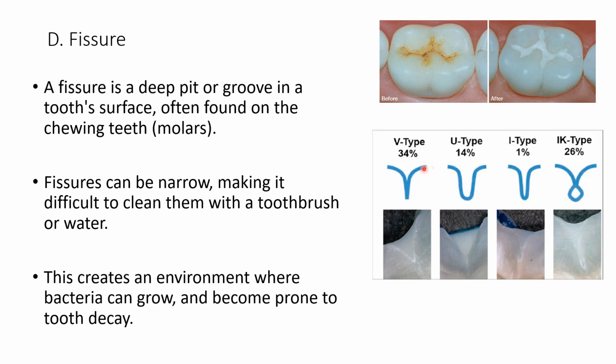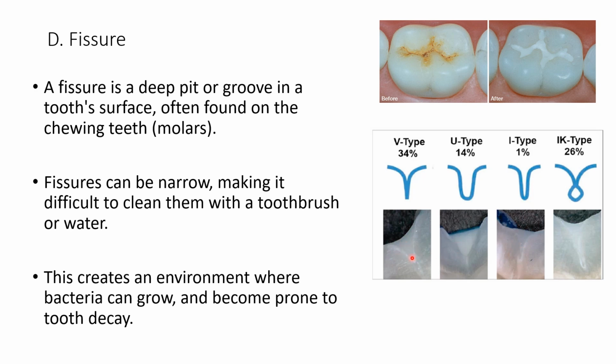So again, same here, there are different types of fissures. You have a V-shaped feature, a U-shaped feature, an I-shaped feature, and an IK type of feature of the fissure. And this creates an environment where bacteria can grow and become prone to tooth decay.